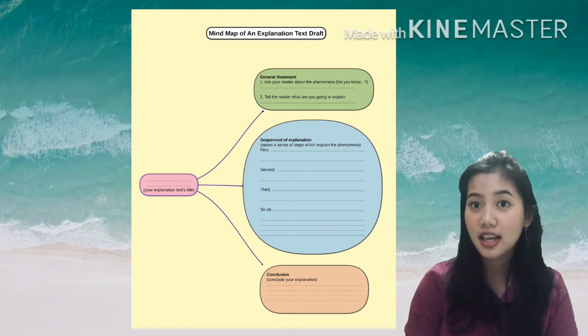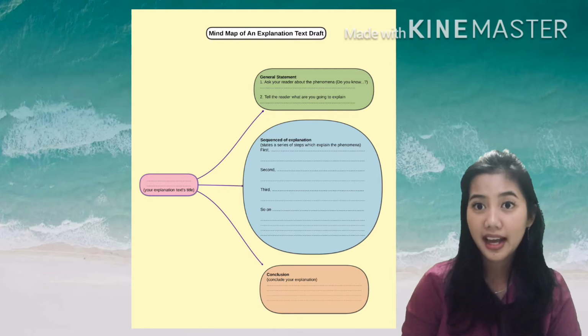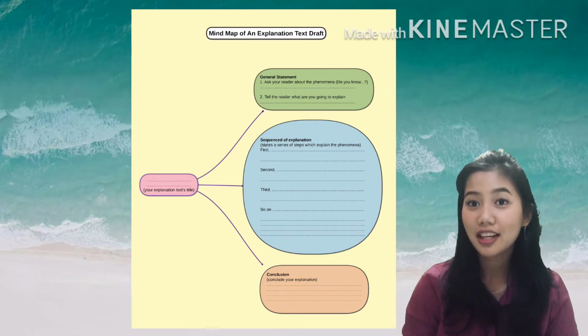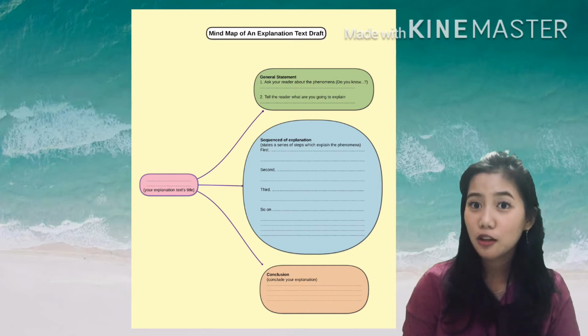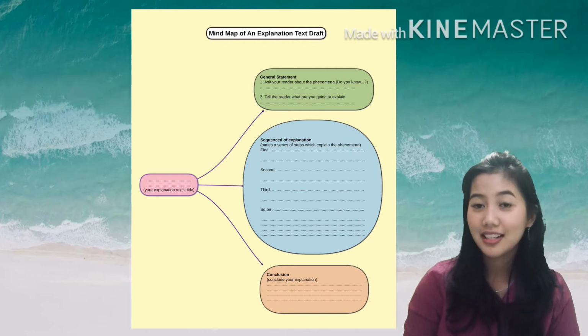It involves what you should write at the beginning or at the general statement of the explanation text, such as what you are going to write, the sequence of explanation, which states the series of steps of the phenomena, and the conclusion of your explanation text. You can also search for other information required while you fulfill this mind map.